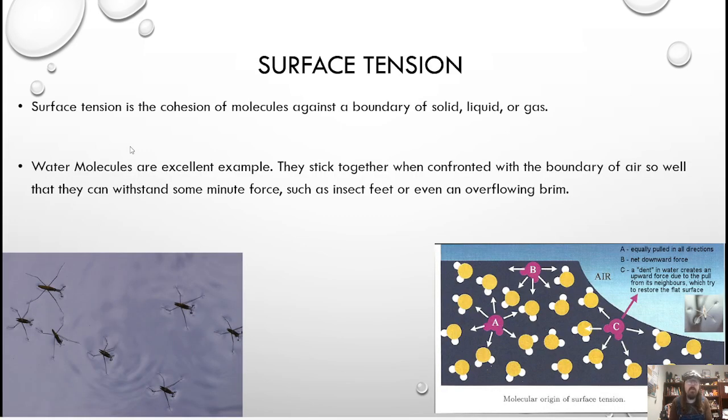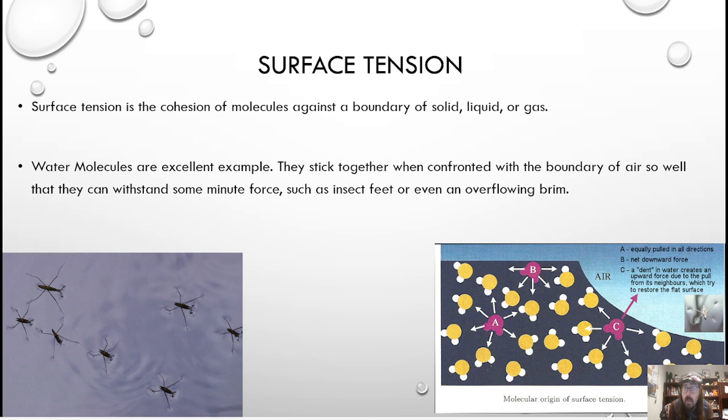Another property is surface tension. This is the case of cohesion when applied to a boundary, such as another solid, a liquid, or a gas. The most common surface tension is what we see when water is open to the air. You can float things on the water based on surface tension alone. Things that would normally sink, that have a higher density than water, will float if you keep the surface tension intact.